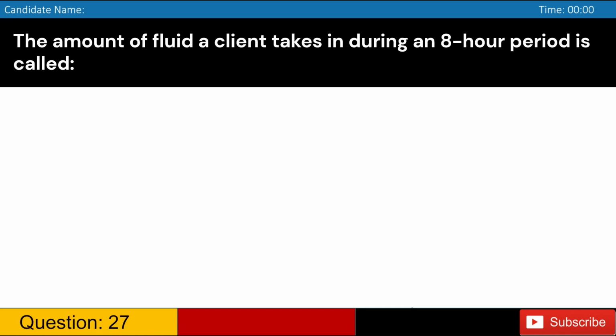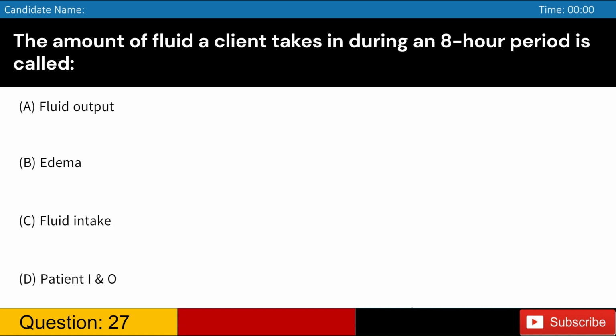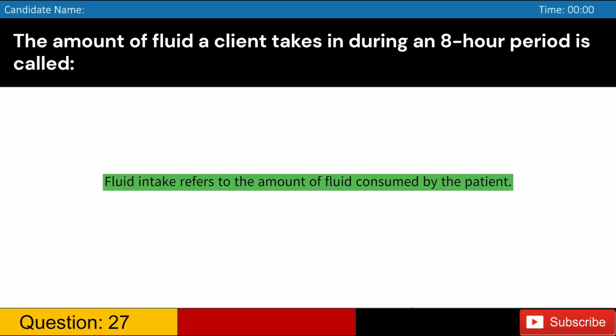The amount of fluid a client takes in during an 8-hour period is called A. Fluid output. B. Edema. C. Fluid intake. D. Patient I&O. Answer C. Fluid intake refers to the amount of fluid consumed by the patient.